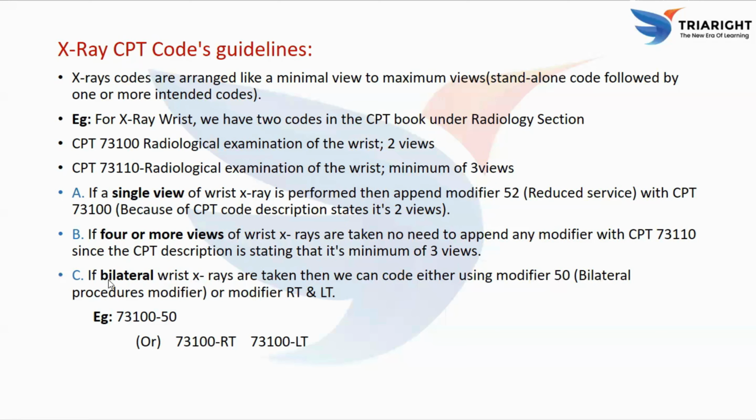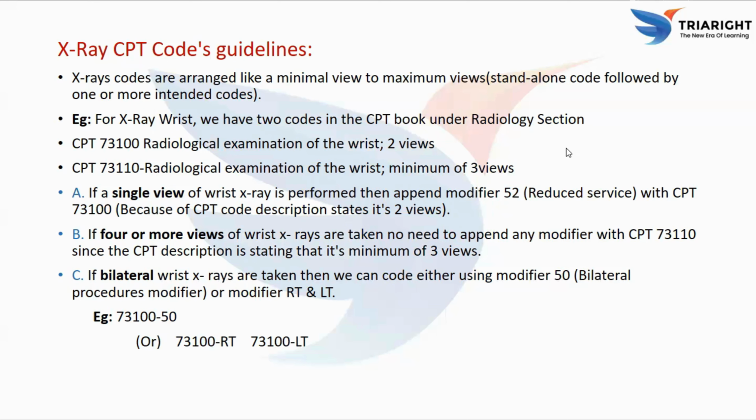And in scenario C, we have the bilateral wrist X-ray, so both wrists imaged, both right side and left side. Option 1 is modifier 50, which we assign for bilateral. Option 2 is site-specific modifiers, assigning modifiers RT and LT. You have to use one method only, and follow the payer rules. Some prefer RT or LT over 50.